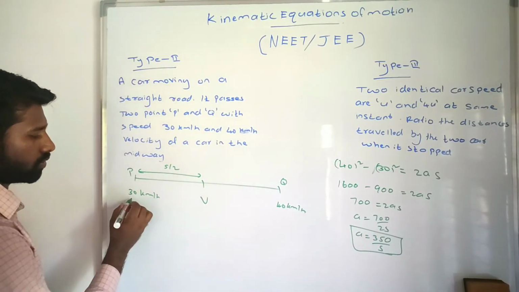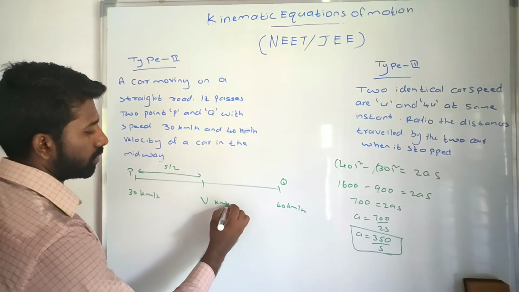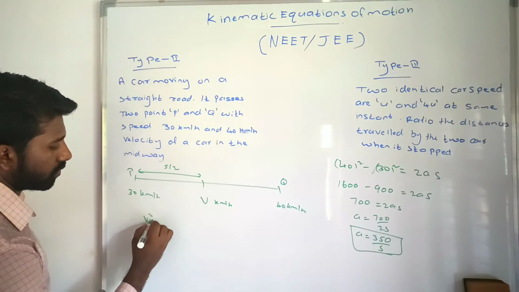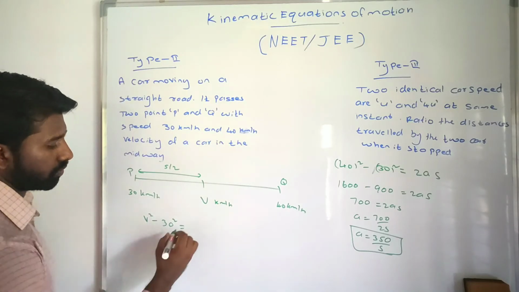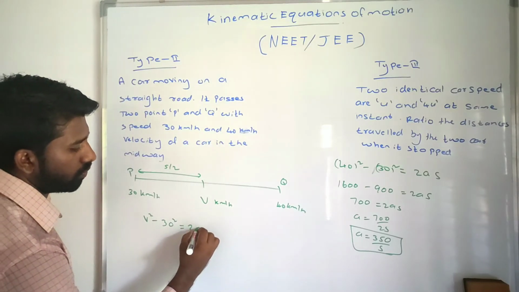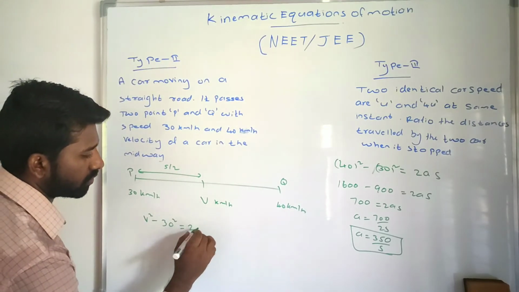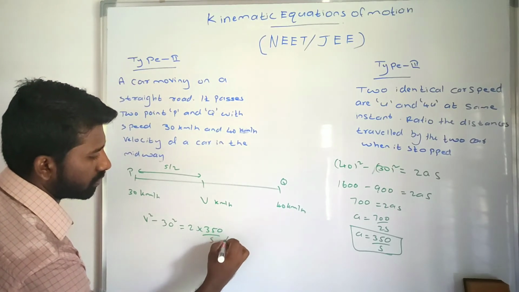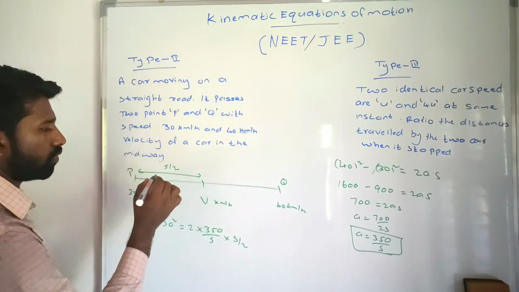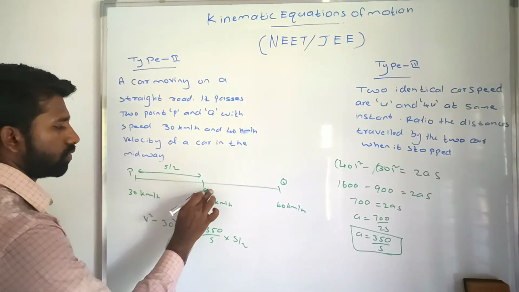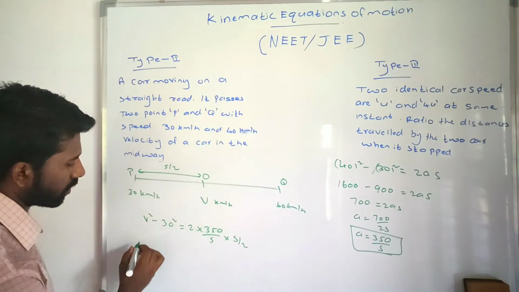So the initial velocity is 30 km per hour and the final velocity is V km per hour. So V square minus U square, that is 30 square, is equal to 2 into A into S. What is the A value? The A value is given, that is 350 by S, and what is S? S is equal to S by 2 from P to this point O, the S by 2 distance. Okay, clear? This S we can cancel, this 2 we can cancel.